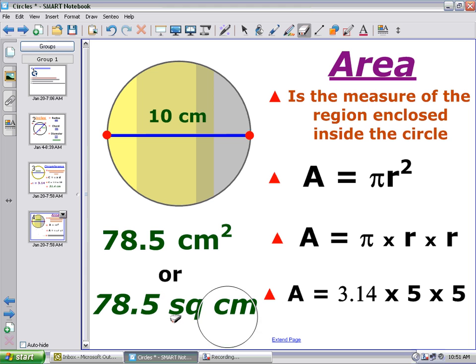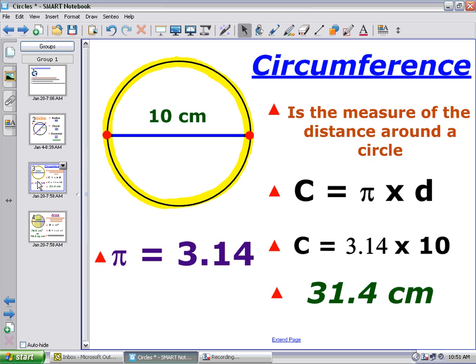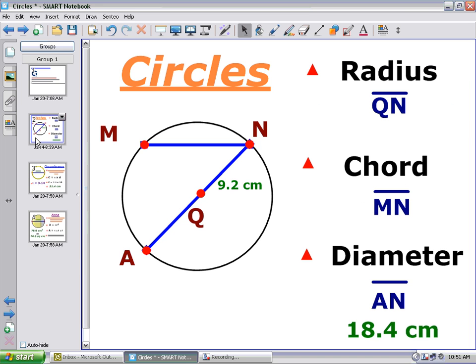It also could be called 78.5 square centimeters. They have exactly the same value. Remember, anytime you calculate area for any type of shape in geometry, your units always become squared. Now this is the circle. This is how to find the area of a circle. This was how I found the circumference of the circle. And these are the parts and the components of the circle.